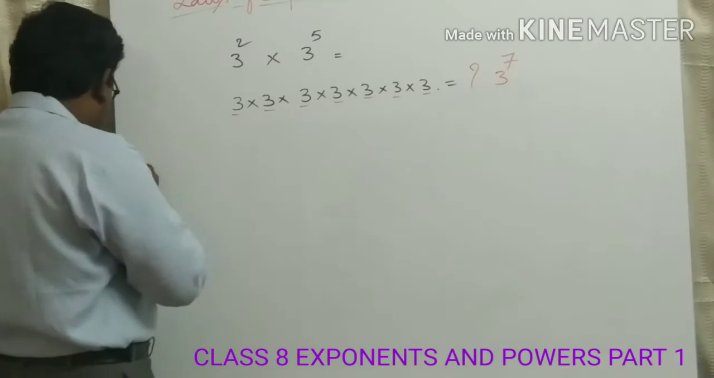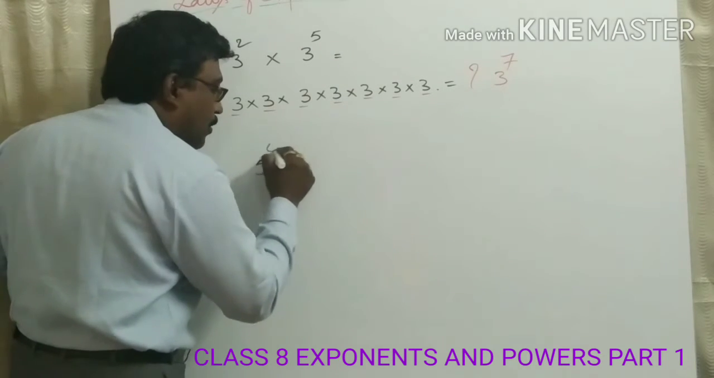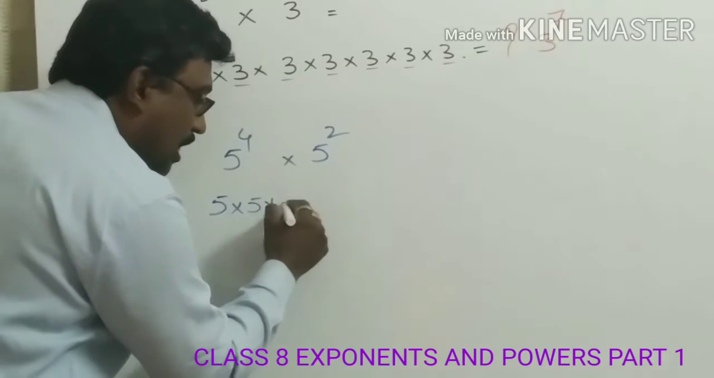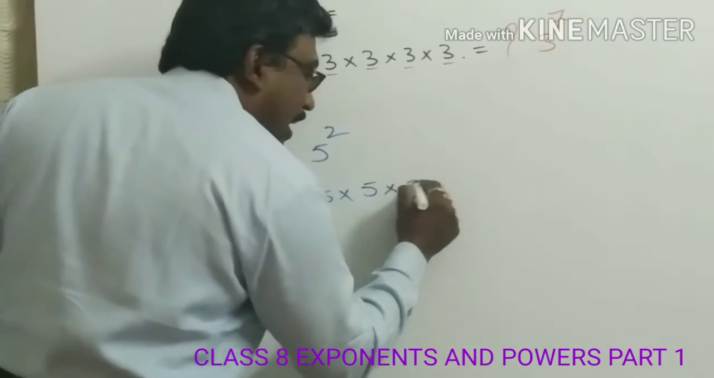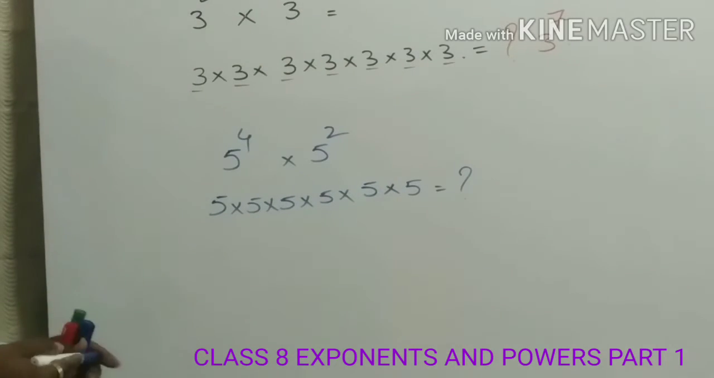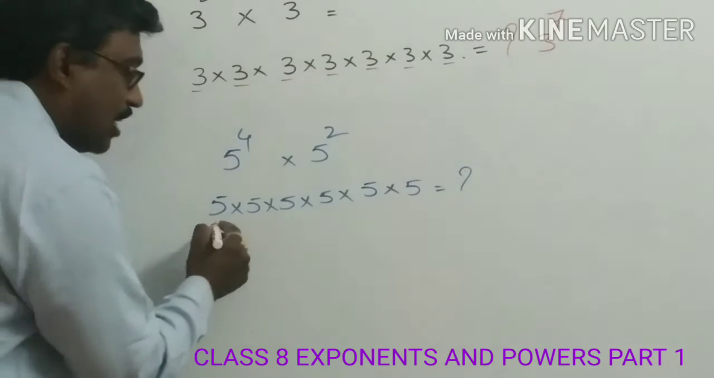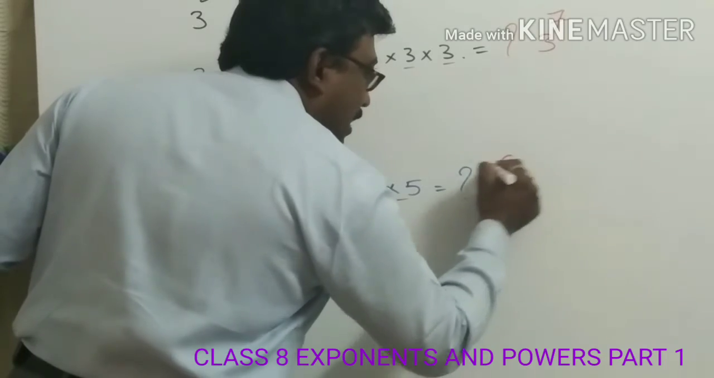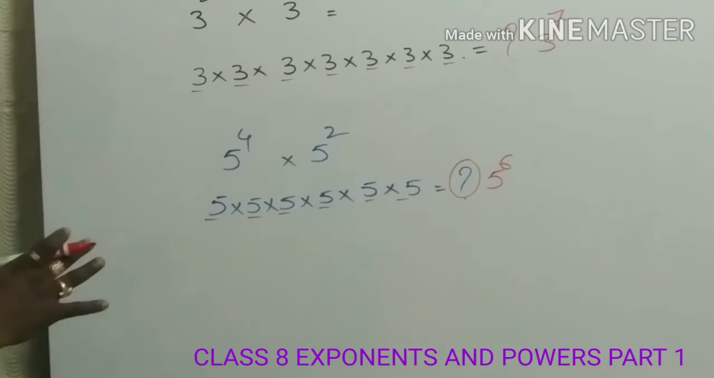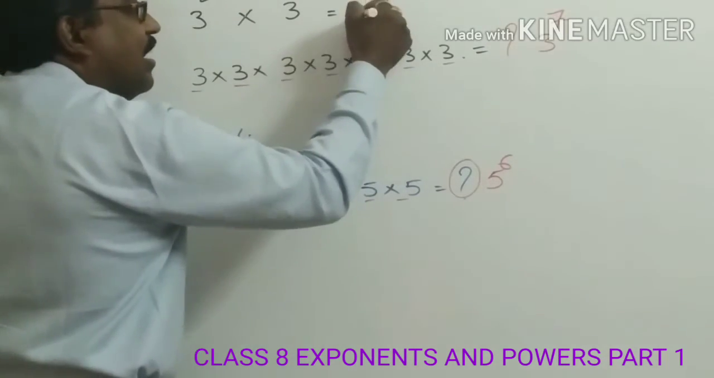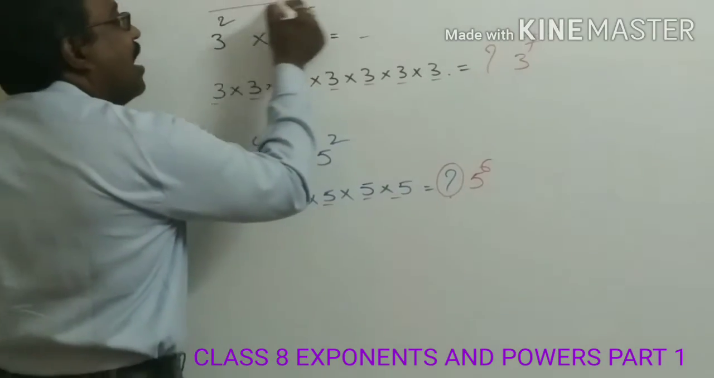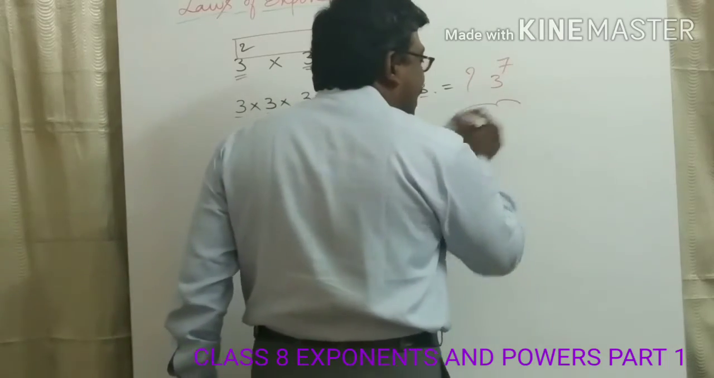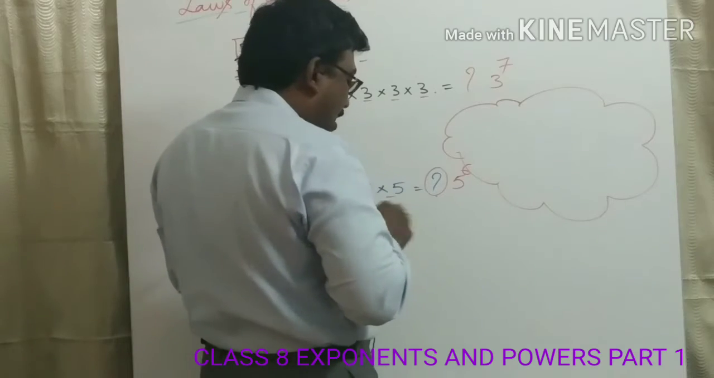Suppose now my next question is 5 to the power of 4 times 5 to the power of 2. How much will it be? 5 I should multiply 4 times, and 5 I should multiply 2 times. Now, the answer is how much? Totally, at the end, how many times should I multiply? 1, 2, 3, 4, 5, 6. So 5 to the power of 6. Now, without expanding, can we write it directly? If bases are equal, powers should be added. Bases are equal, powers should be added.